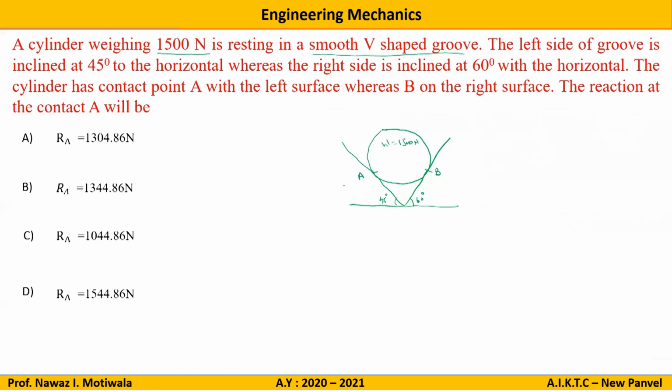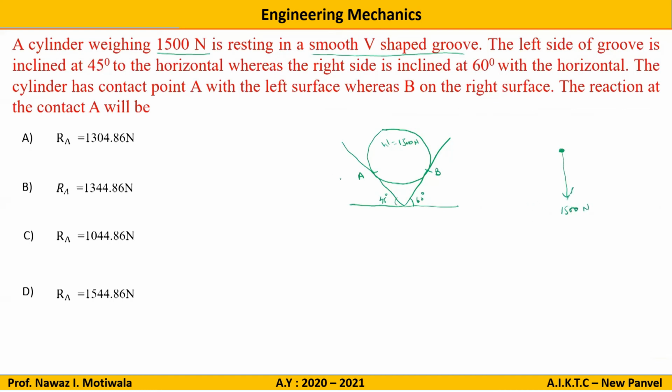The reaction at contact A will be? For finding the reaction, first we will draw the free body diagram. Let us consider this cylinder as a point. First is the applied force; there is no applied force. Next will be self weight, so this is the self weight of 1500 newton.